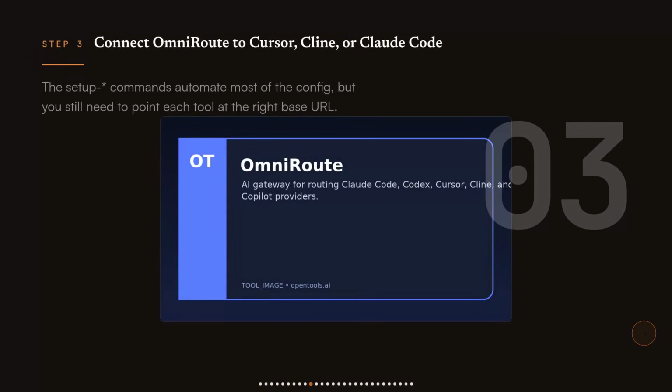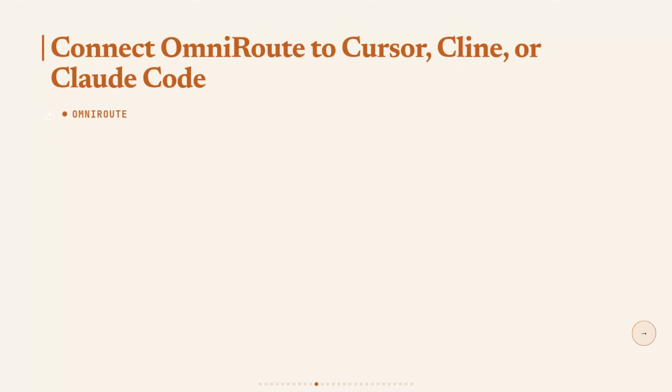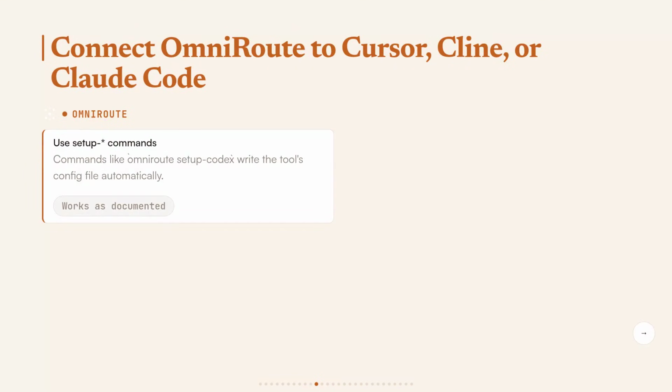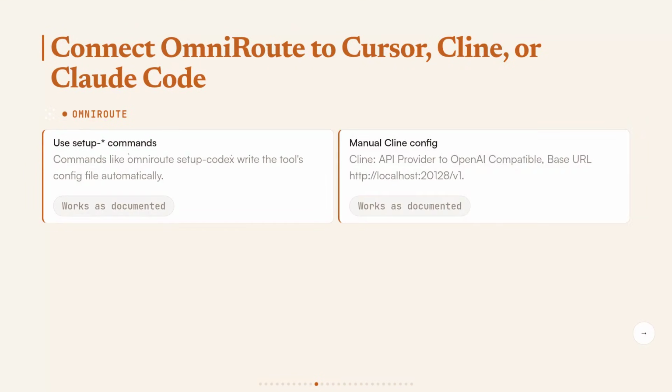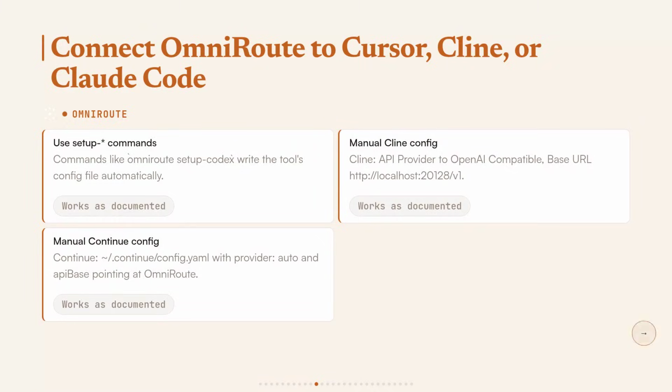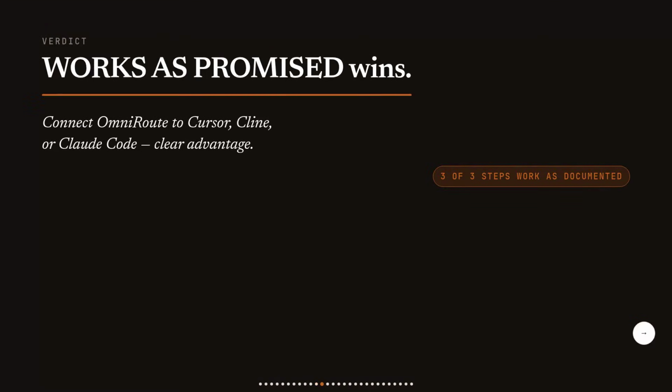Next up is connect OmniRoute to Cursor, Cline, or Claude Code, the test that quietly decides whether the rest of this comparison even matters. On connect OmniRoute to Cursor, Cline, or Claude Code, OmniRoute pulled clearly ahead once the workload got real. So OmniRoute takes that step, and the scoreboard shifts its way.